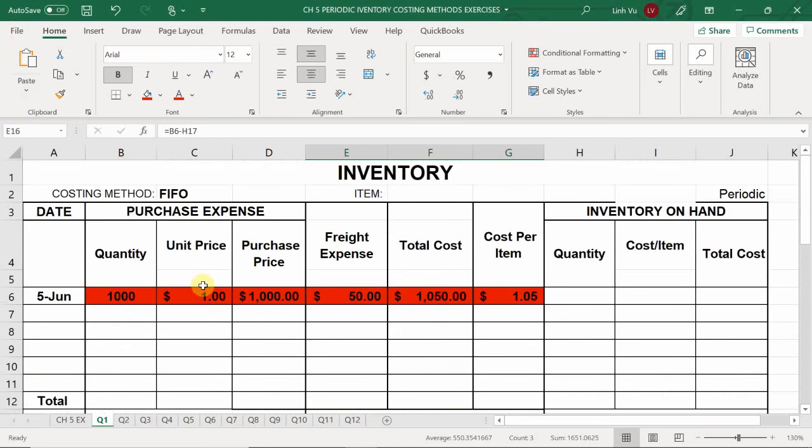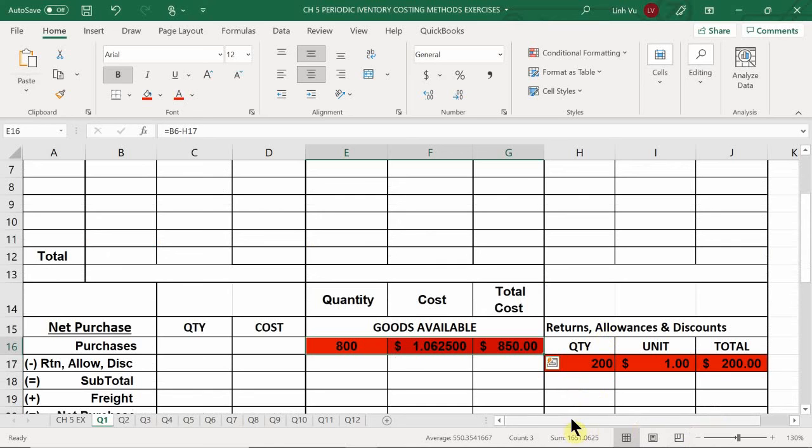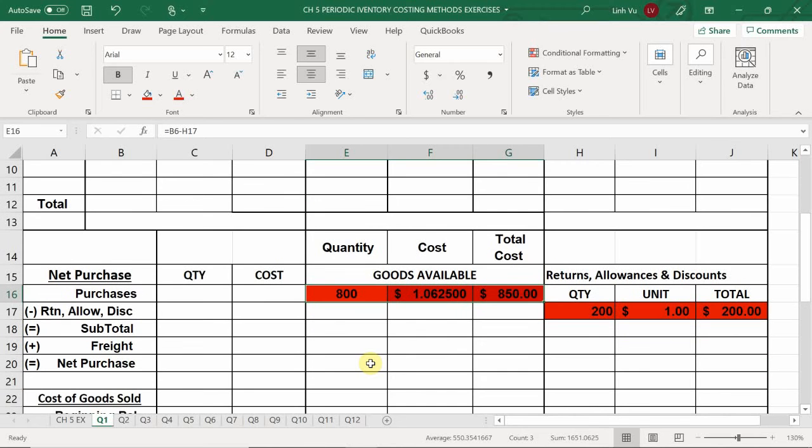This is my first batch of inventory. I made a return on the first batch of inventory. So my goods available says that I should have now 800 units left. Okay. So once again, I'm going to use colors for now, and then I'm going to take them off in the next concept. Okay. All right. So there you go. That was the very first one.